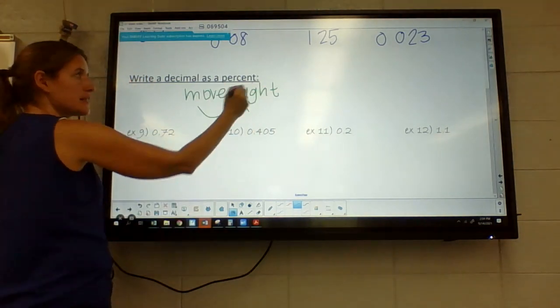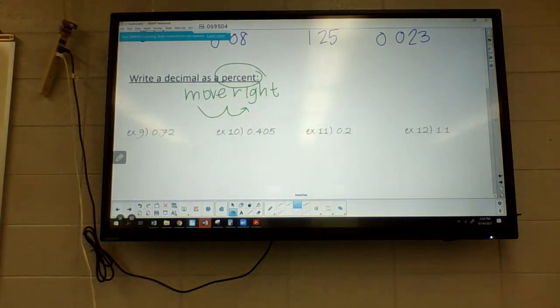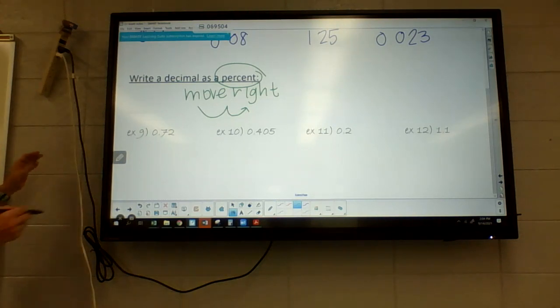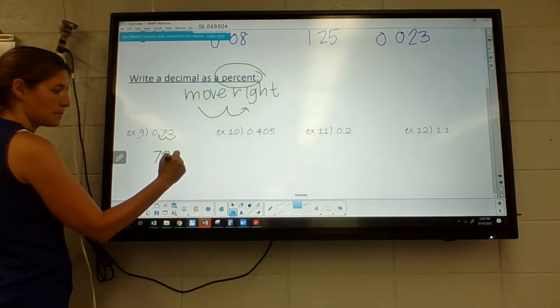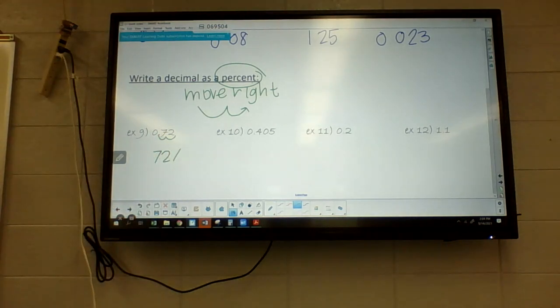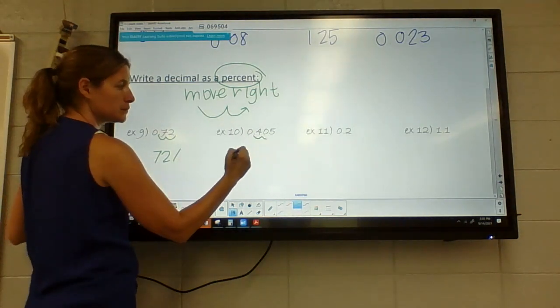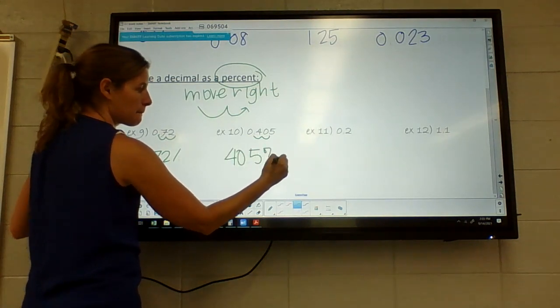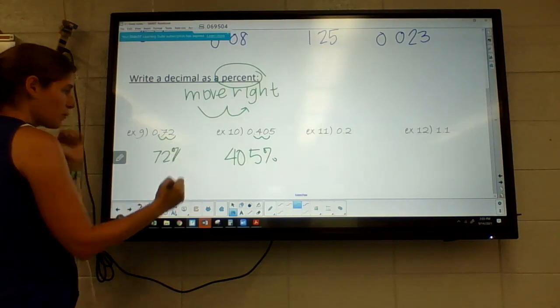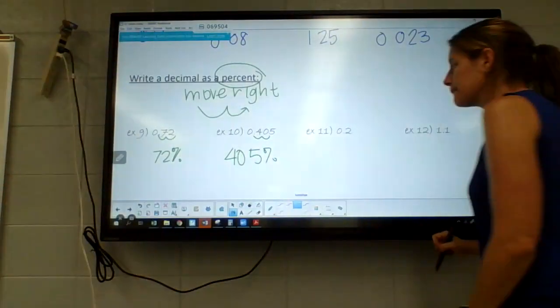And then if we're writing it as a percent, we have to make sure we use the percent symbol. As much as it seems picky, whether or not it's there is important. So we have to use that percent symbol. Move it to the right 2 times. So we have our 72% there. I realize with my board I probably need to make the percents kind of big.